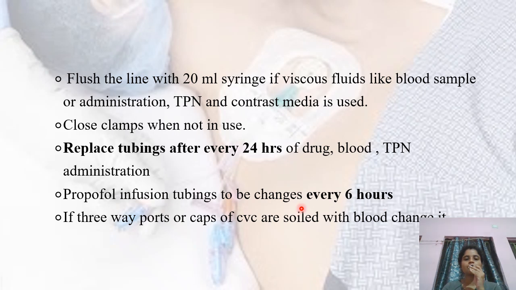It has a lipid emulsion in it, so it should be flushed every 6 hours. If the three-way ports or caps of the CVC are soiled with blood, change them. Don't keep them, because whenever blood is present in the three-way ports or inside the lumen of the tubes, it becomes a medium for microorganisms to grow, and it can cause further infection, that is CLABSI, central line associated bloodstream infection. So you should always look for any blood soiling in the ports or in the dressing. Whenever you see it, you should always change the dressing or the ports, whichever is present.